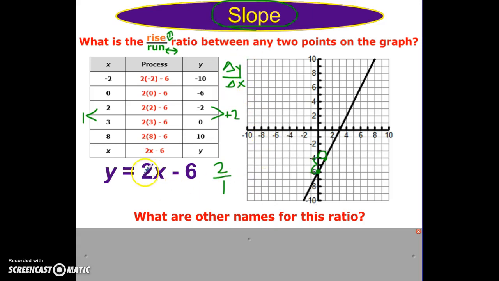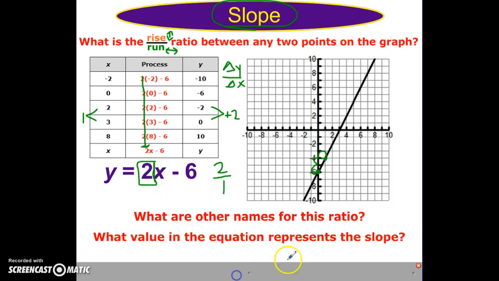In our equation, remember this is our rate of change in the equation. After we solved for this proportion, for this ratio, we put it at the beginning of the process. And as we filter down, this 2 became the first number of our equation. So this 2 is the value in the equation that represents the slope. The first number, the coefficient of x.